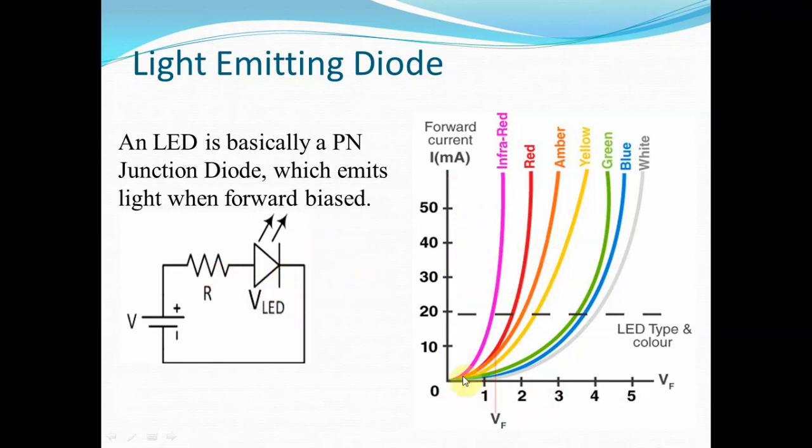And here are the VI characteristics for different color LEDs. Depending upon the color, the characteristics vary slightly, but if you see the overall nature of the characteristics, it remains the same. And the cut-in voltage depends upon the type of semiconductor material used for that particular LED manufacturing.